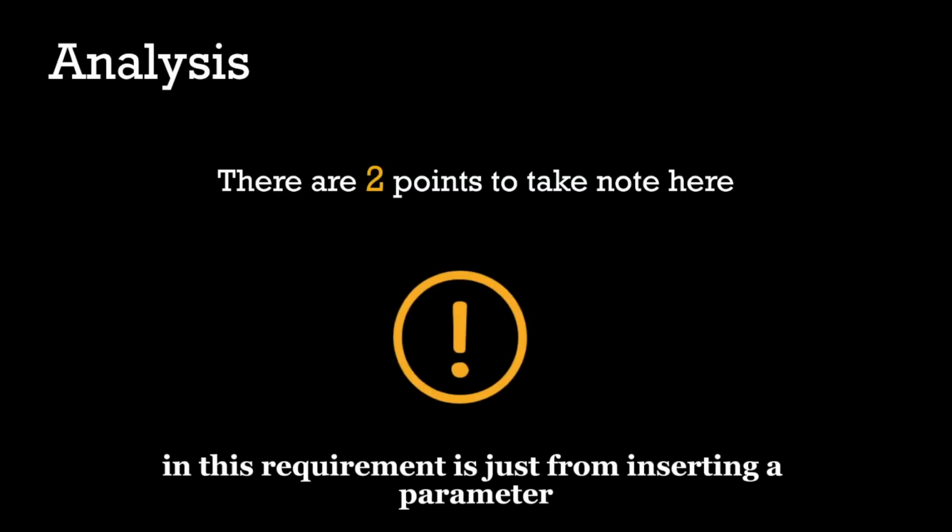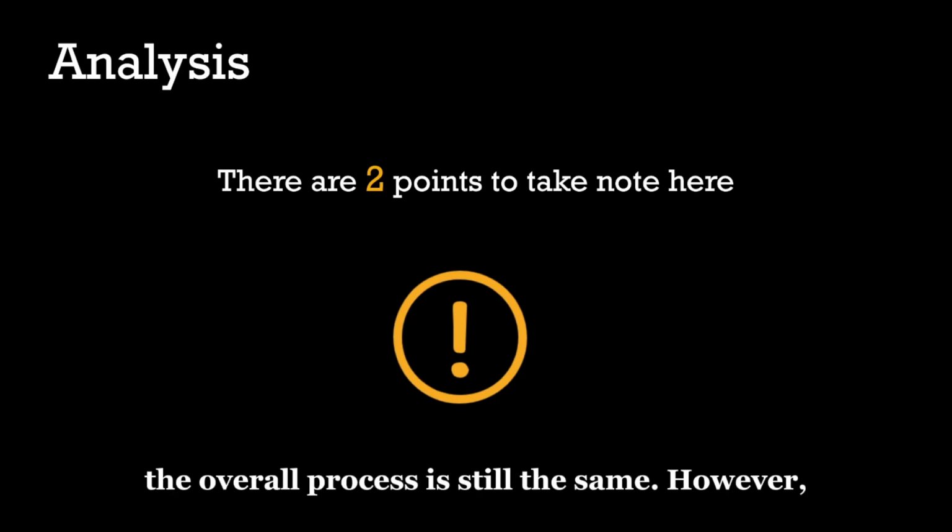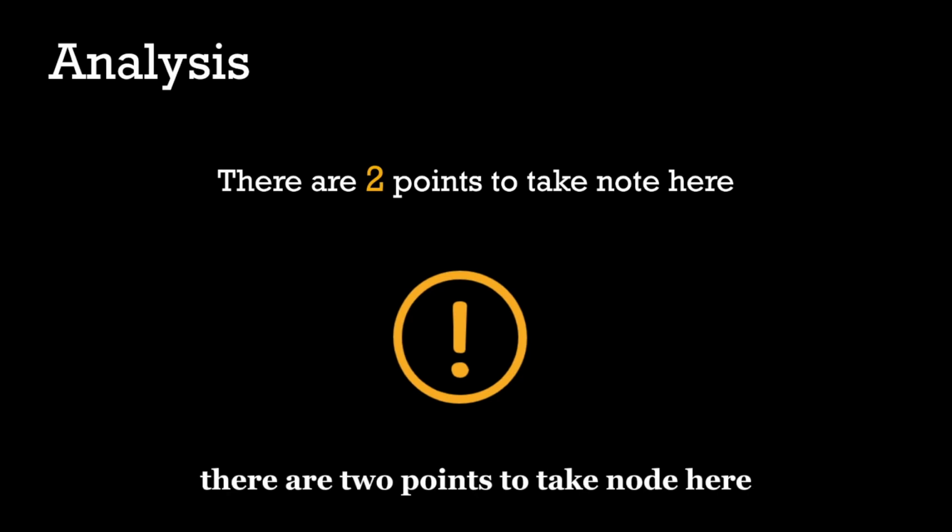The change in this requirement is just from inserting a parameter to inserting a console.log AST before the current console.something AST. The overall process is still the same. However, there are 2 points to take note of here.